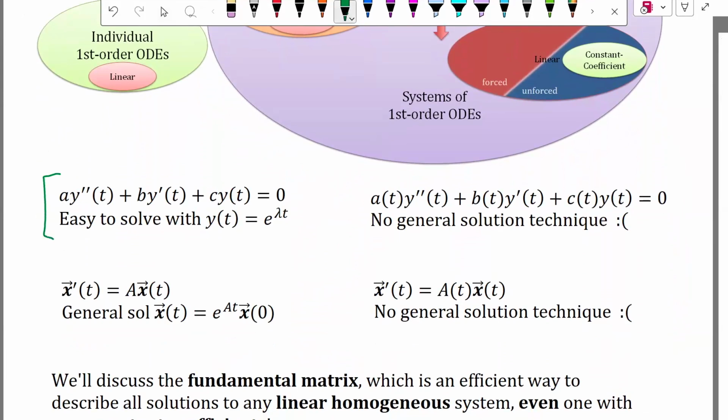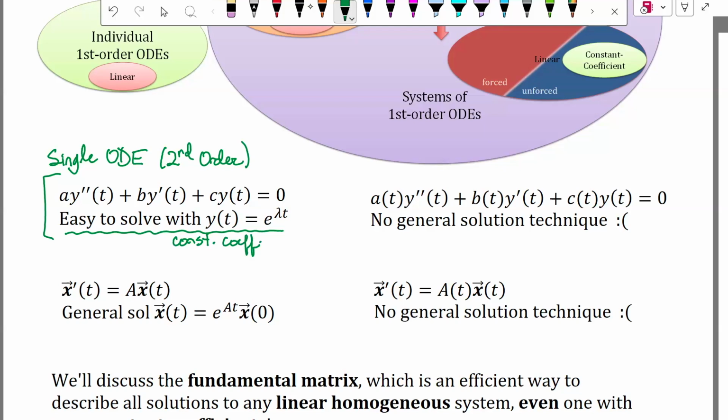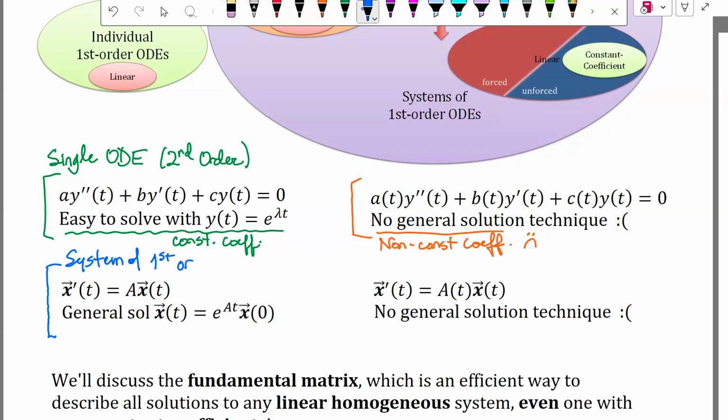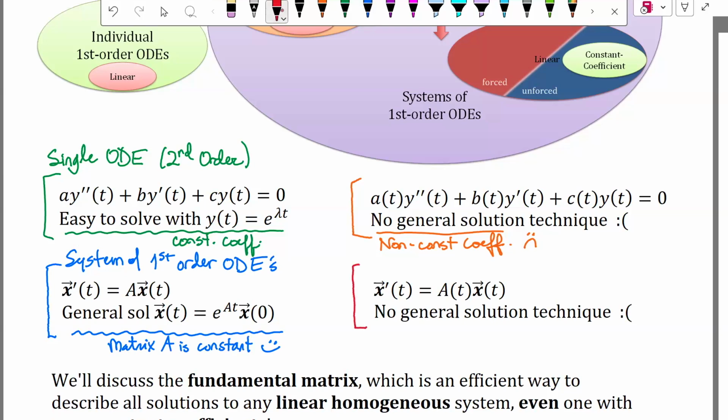Just as a reminder, remember that when we had a single ordinary differential equation that was second order, it was easy to solve, assuming that the solution form looked like e to the lambda t, as long as the coefficients were constant. However, once we allowed the coefficients to be non-constant, we found there was no general solution technique. Similarly, when we move to a system, as long as our matrix A is constant, we do have a nice general solution form. However, once we allow matrix A to take on time-dependent values, we again have no general solution technique.